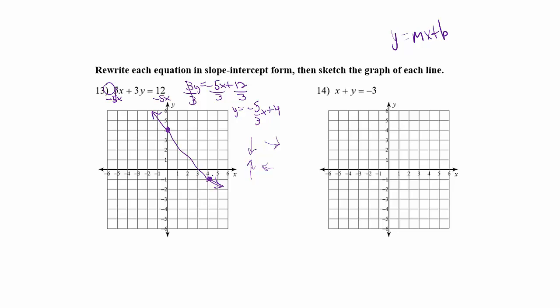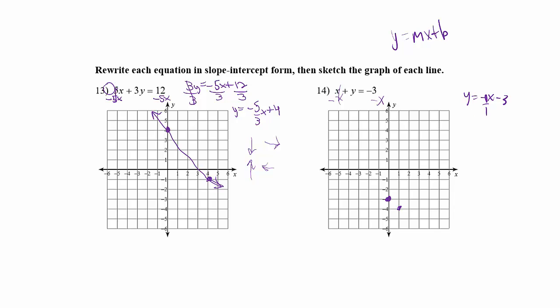And then 14 is really easy to solve for y because all we have to do is subtract that x over. And we get y equals -x minus 3. So we're going to start down here at -3 for the y-intercept. And then our slope is -1. So we're going to make it a fraction, down 1, right 1.